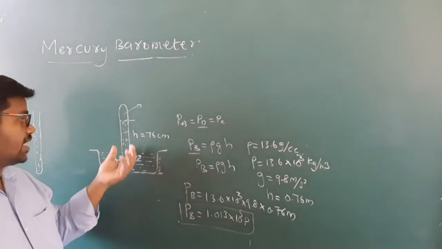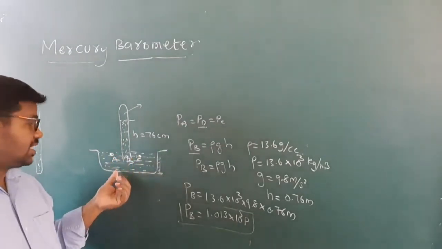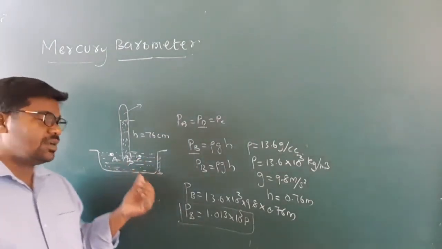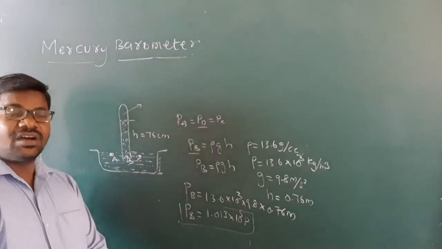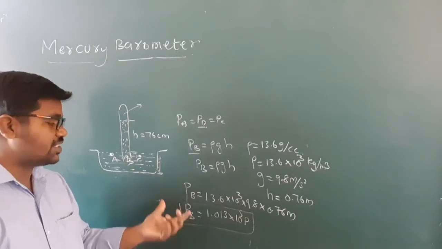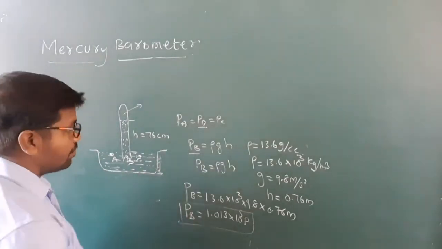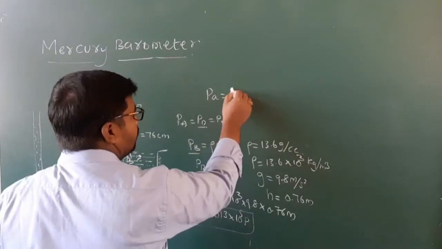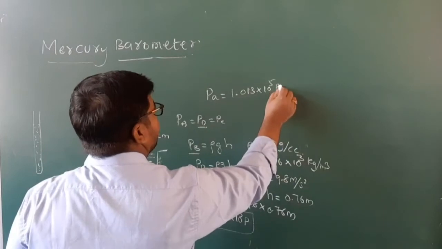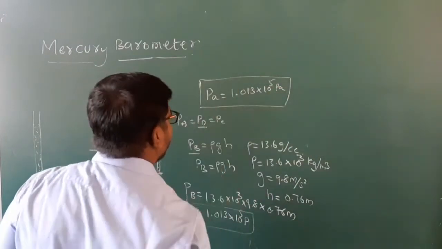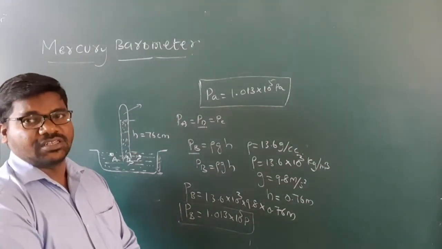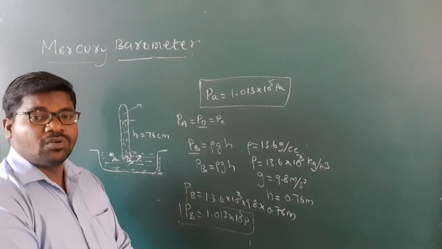So in this case, we can get the height of the liquid column. Consider three points A, B, C. PA is equal to PB is equal to PC. Here, the pressure due to the liquid column gives the atmospheric pressure. From this, atmospheric pressure PA is equal to 1.013 × 10^5 pascals. Understand, my children? So this is about the mercury barometer.